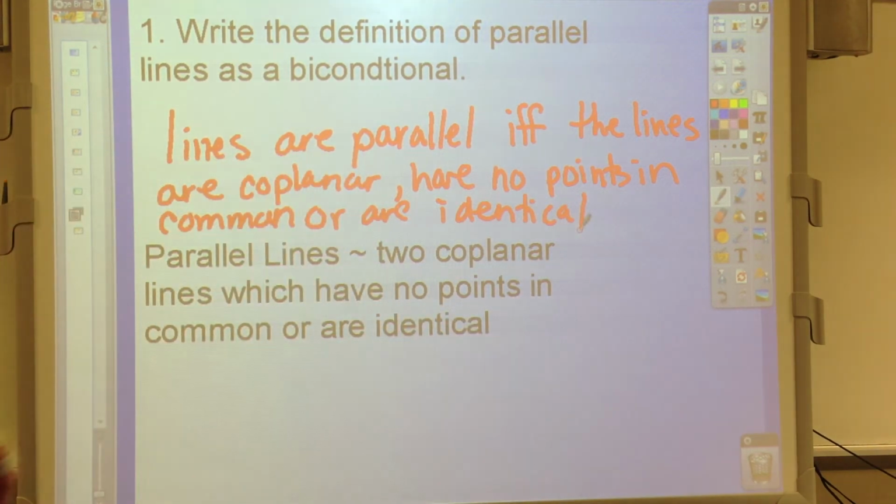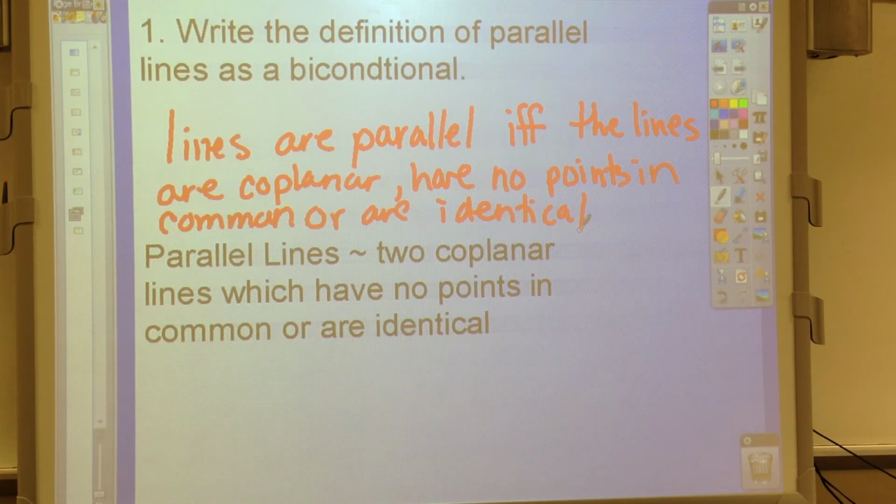All right, so you could write it either way. Lines that are coplanar and have no points in common or are identical if and only if the lines are parallel. I think I like the way I wrote it better.